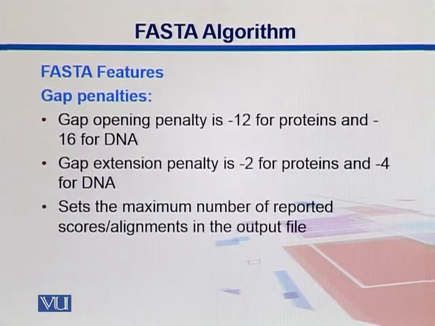The gap penalties are like this. Gap opening penalty is -12 for proteins and -16 for DNA, and the extension penalty is generally -2 for proteins and -4 for DNA. And then it sets the maximum number of reported scores or alignments in an output file.